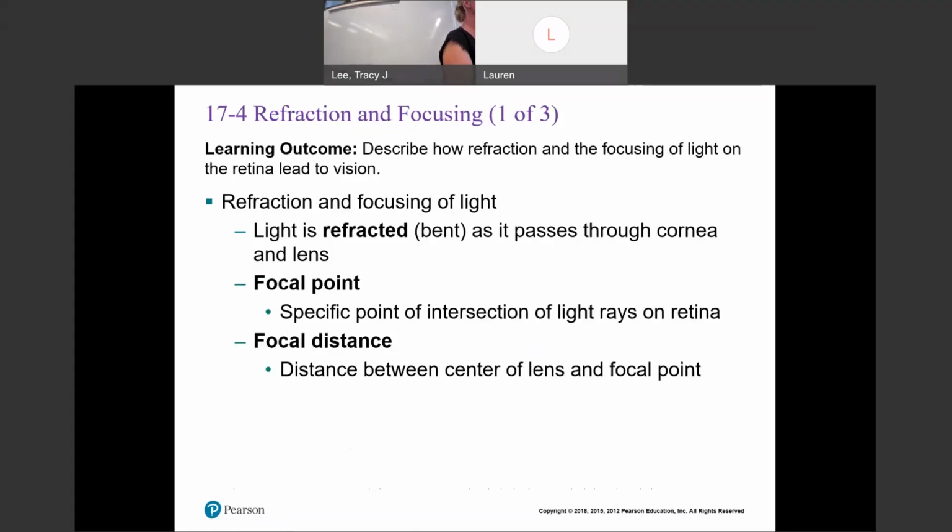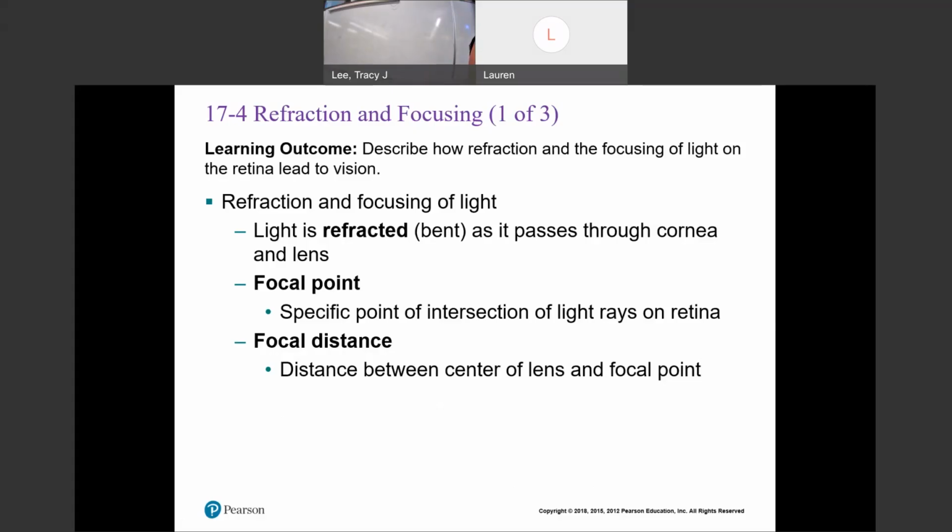Okay, all about focusing is how we bend the light, and we've really talked about that. We're trying to bend it to our focal point. What's our focal point in our eye? Our fovea centralis. And we're going to have a focal distance. This is the distance between the center of the lens to the focal point. So basically, what we're looking at here to the lens and then back to our fovea centralis.